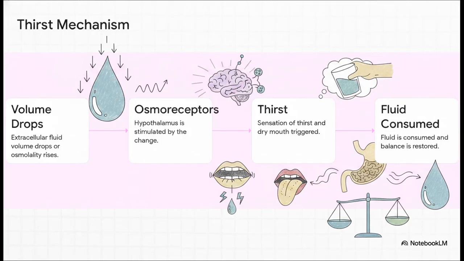So how does the body actually fix a deficit when it happens? Well, when your fluid volume drops, or the concentration of your blood rises, this chronological sequence is basically your body's first-line defense. First, your hypothalamus stimulates osmoreceptors, and that triggers a decrease in saliva and that unmistakable, intense sensation of thirst. You drink, the fluid is absorbed from your GI tract, and boom, your extracellular volume is fully restored.